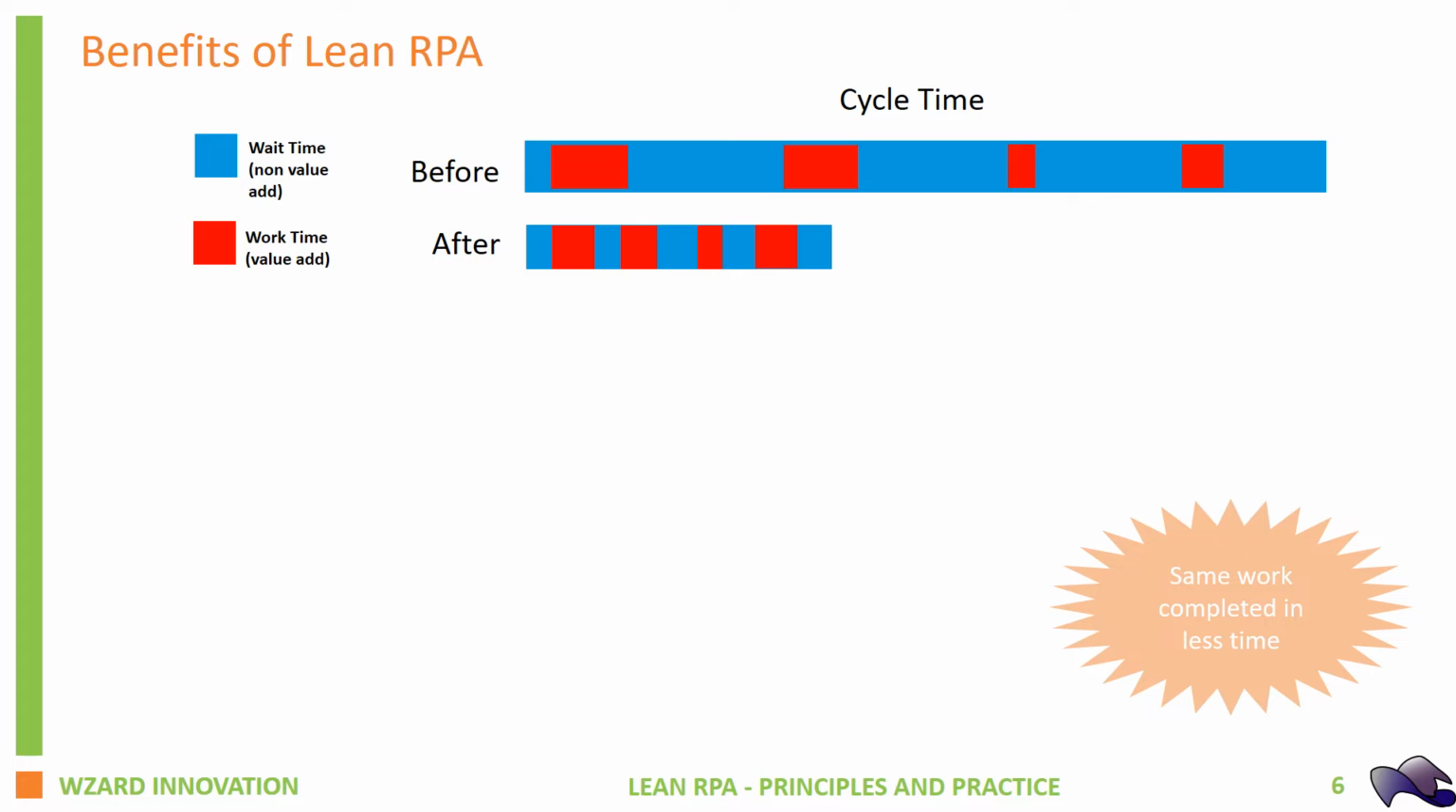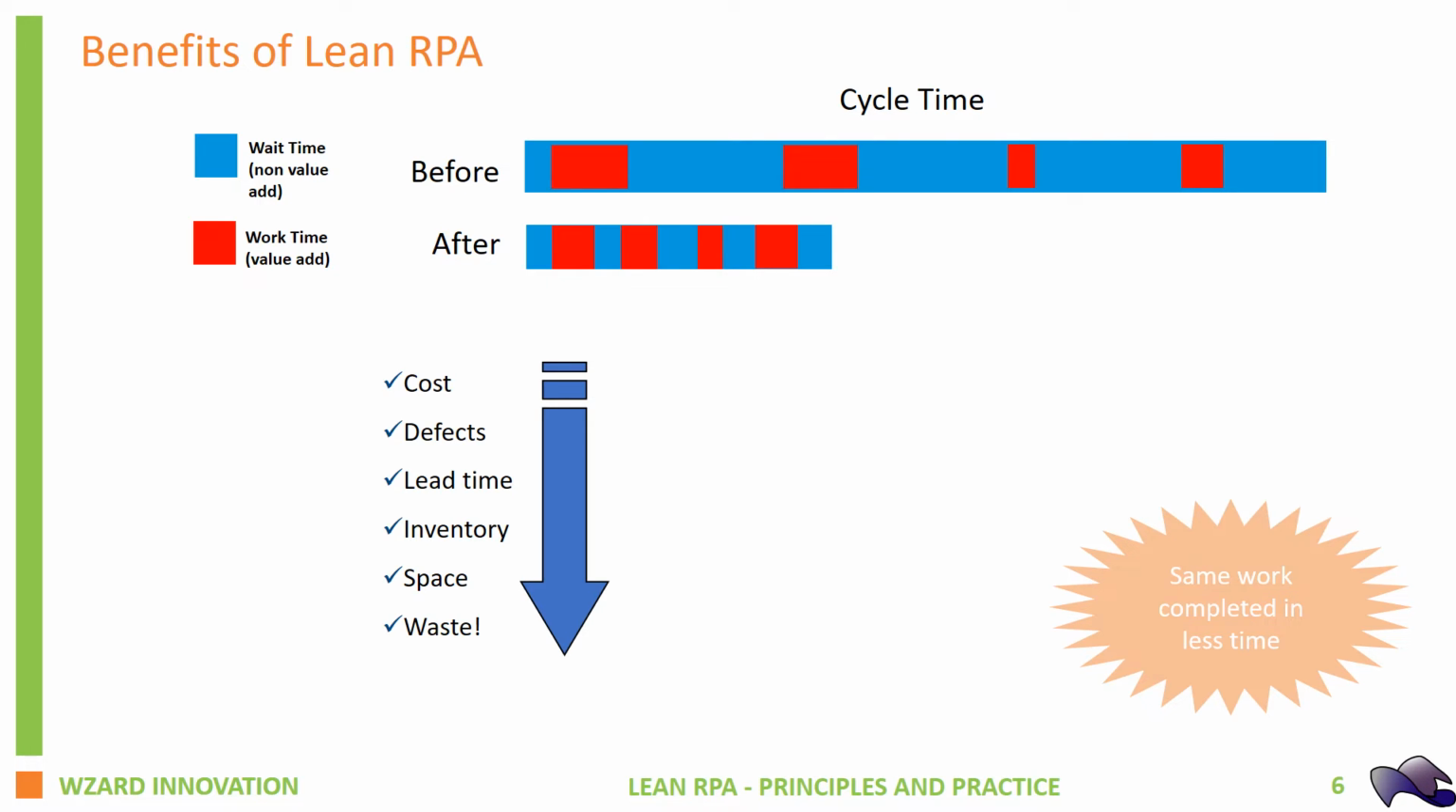Automation, though, allows us to improve the value add, the work time within the process, reducing that time, which is something that is historically a big challenge for RPA, for lean thinking projects. So what do we see when we implement lean and RPA in conjunction?